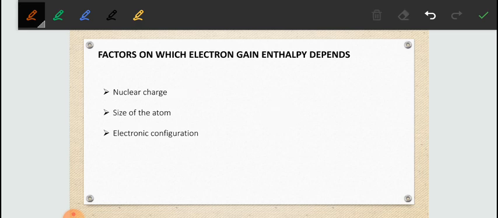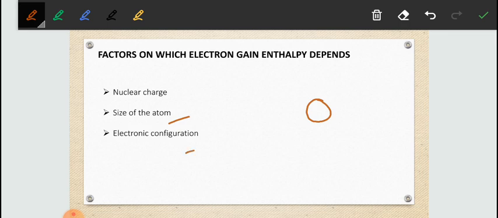Next one is size of an atom. If the size of the atom is small, that means nuclear charge will be greater. Again I'm repeating, if size is small, then nuclear charge will be more, because nuclear charge basically decides the size of the atom. So if the size of an atom decreases, nuclear charge will be more, so it can attract the electron from the other atom. So electron gain enthalpy will be more.